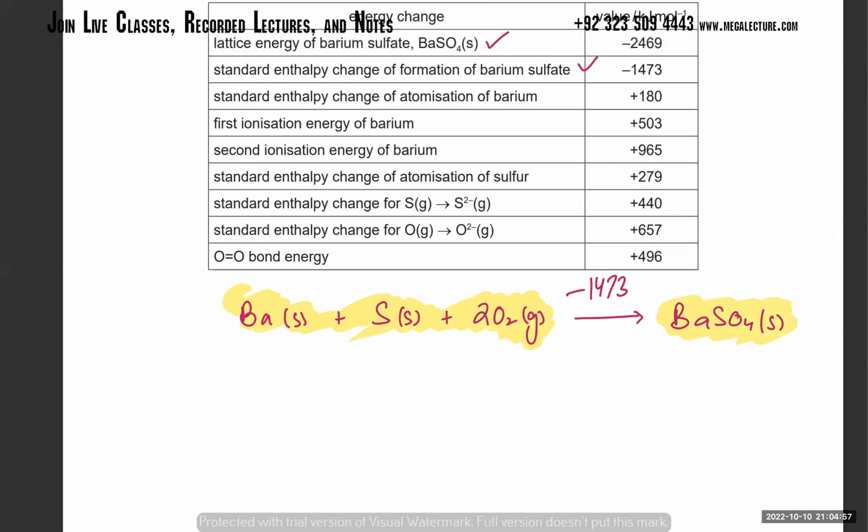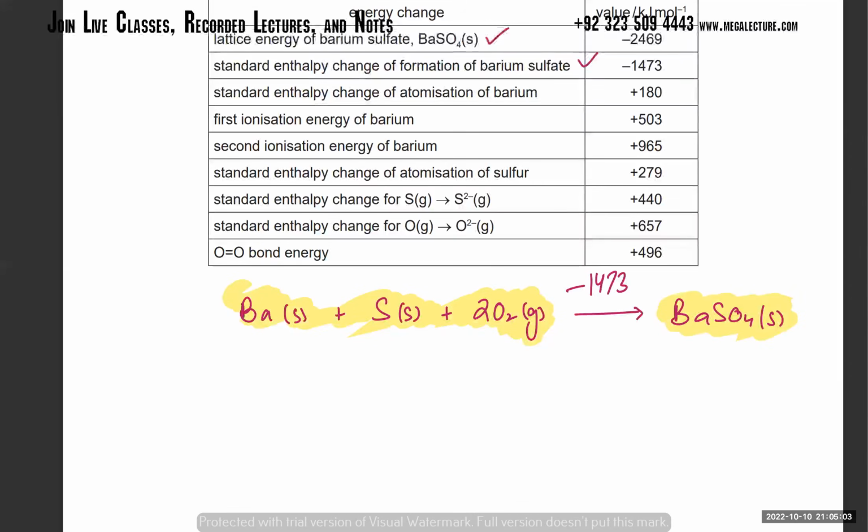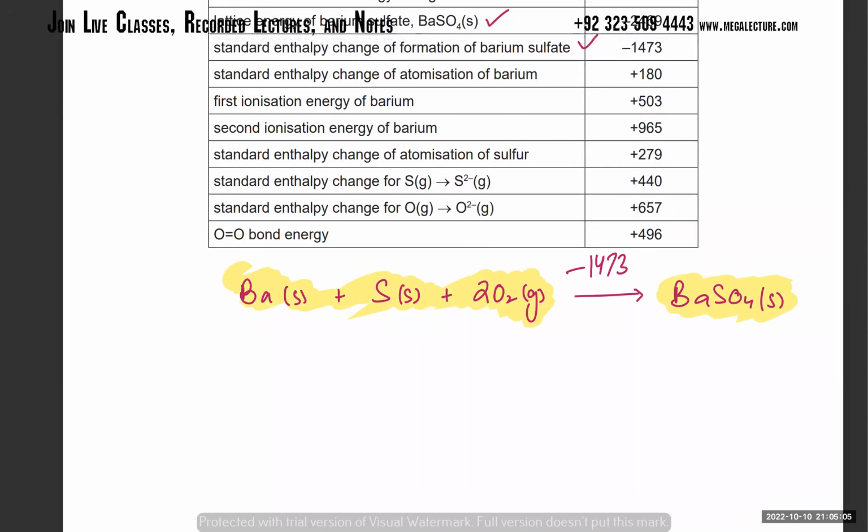Then what you do is you start doing everything stepwise. Like, what's the first thing? Atomization of barium. So I'm going to atomize barium, so the barium is going to turn into gas. The sulfur remains the same. The two oxygen gas molecules also remain the same. So the atomization is 180.